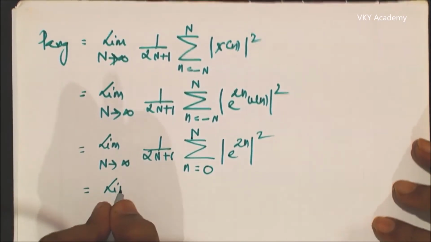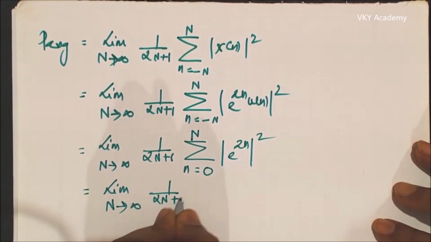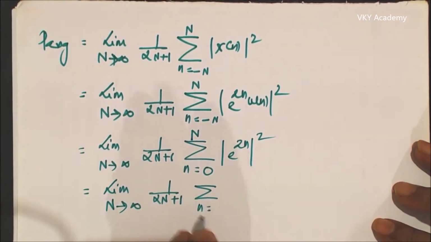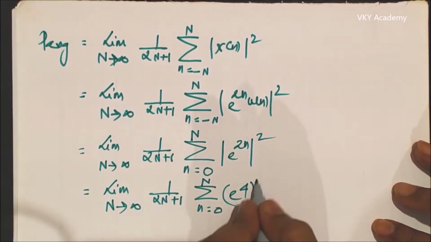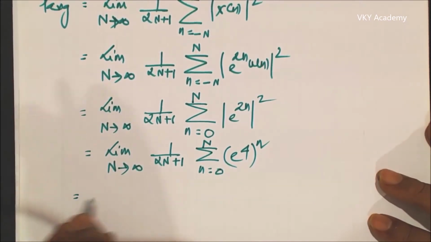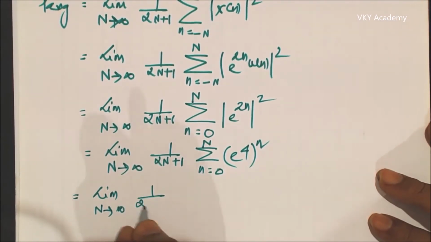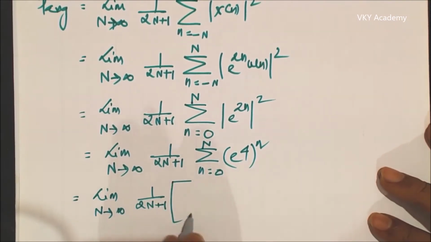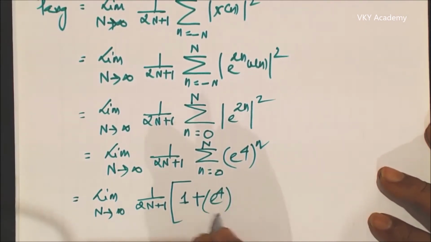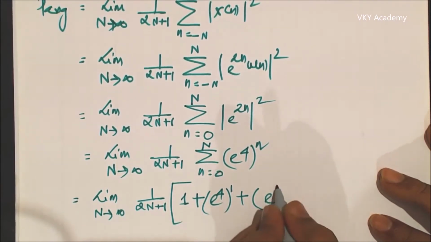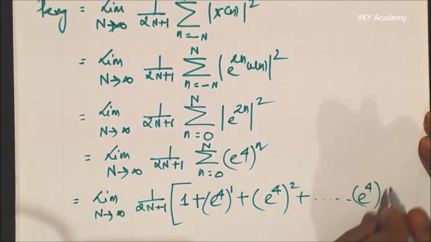That can be written as limit capital N tends to infinite 1 upon 2N plus 1 summation n equal to 0 to capital N e to the power 4 whole to the power n, and it will be limit capital N tends to infinite 1 upon 2N plus 1 times e to the power 4 to the power 0 plus e to the power 4 to the power 1 plus e to the power 4 to the power 2 up to e to the power 4 to the power capital N.